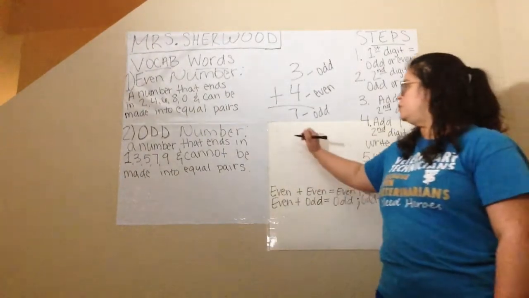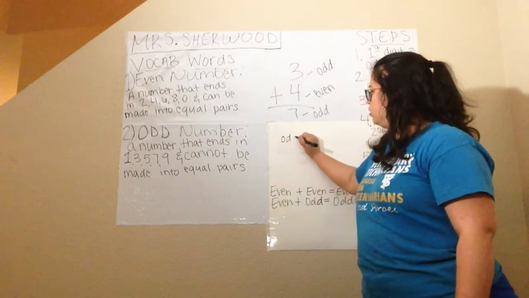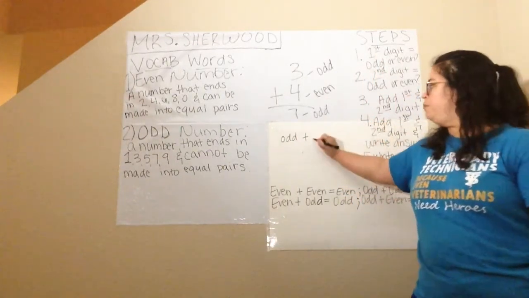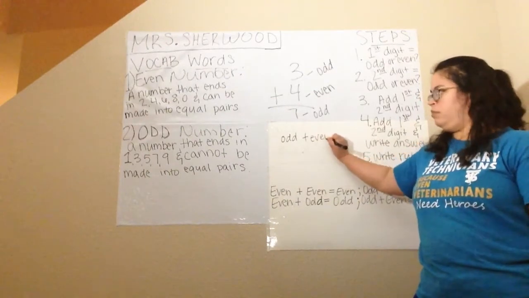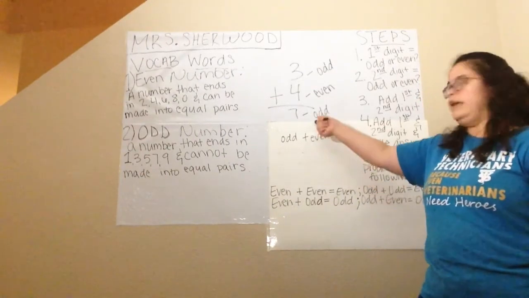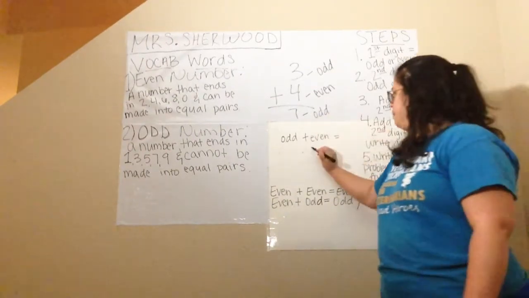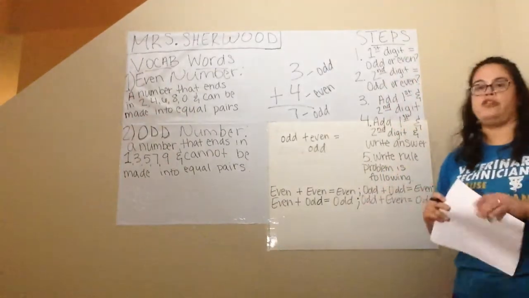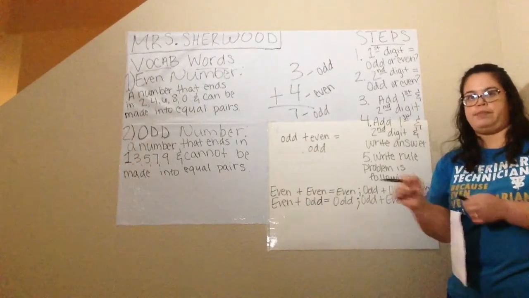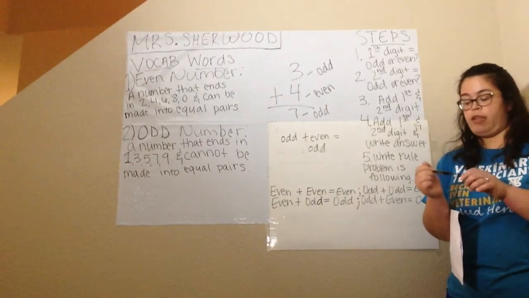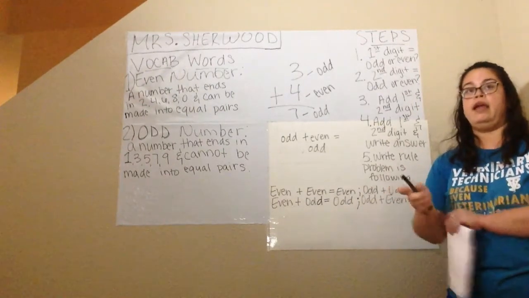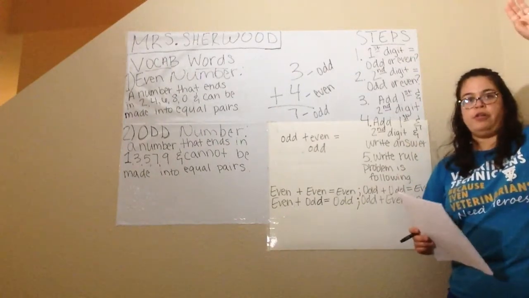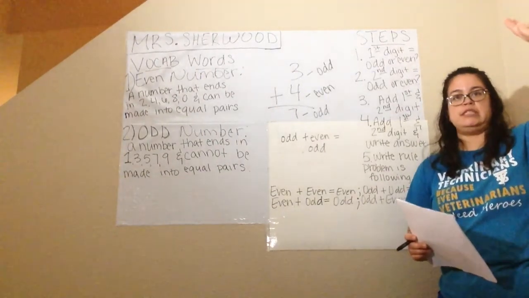Our first digit was odd, plus our second digit, which was even, equals our answer, which was odd. So that was our fourth example and our last example. Does anybody have any questions about anything that I've gone over? Raise your hand if you have any questions.